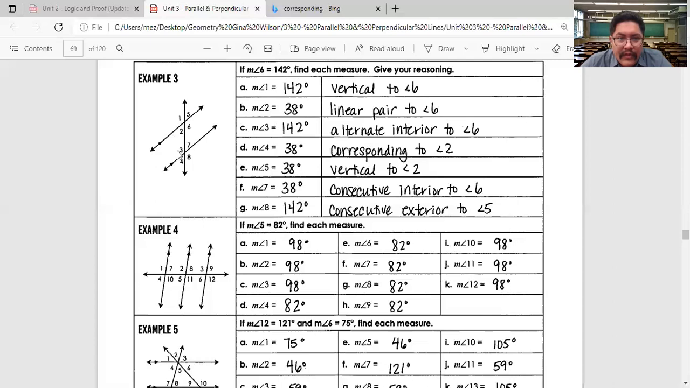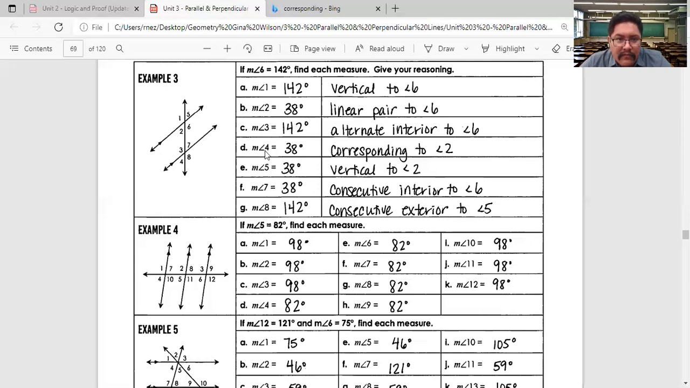Angle 3, so let's see, this one would also have to be 142. It would be congruent because 3 and 6, right? They're on opposite sides of the transversal, so that means that they switch. Remember, alternate means like switch. So they've switched sides, they're on opposite sides, and they are interior between these two parallel lines. So alternate interior angles are congruent.